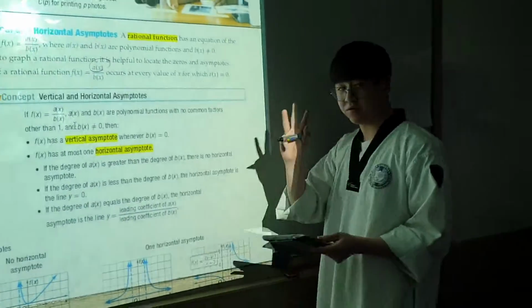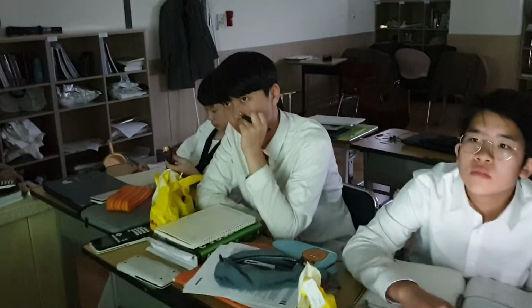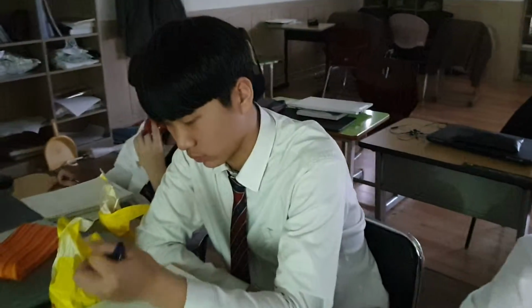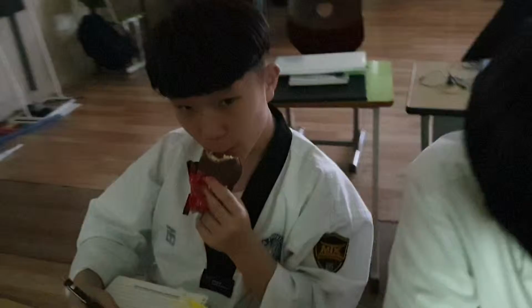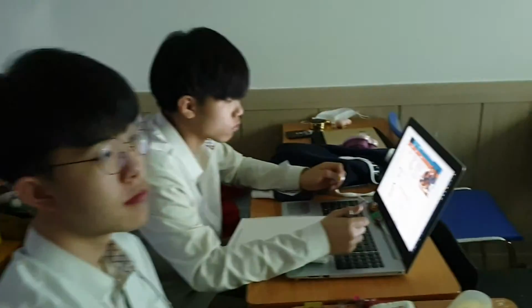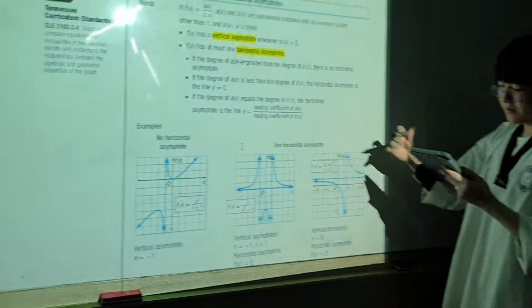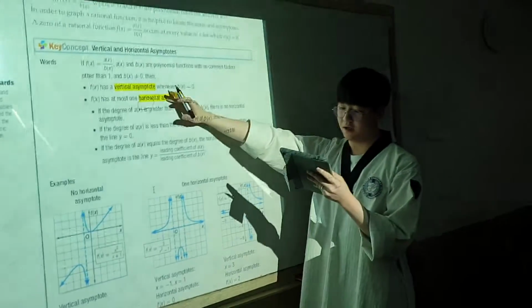So there are three types of asymptotes in Algebra 2. One of those is the vertical asymptote, the second one is horizontal, and the other one is oblique. We're going to talk about the oblique asymptote after the vertical and horizontal. So first of all, let's talk about the vertical asymptotes.